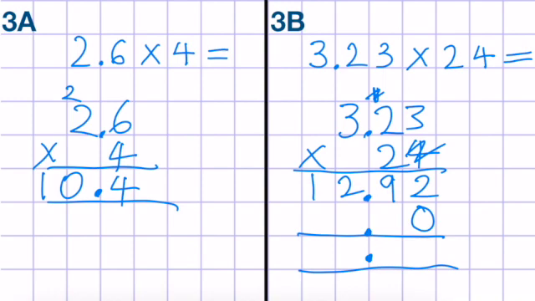So 2 times 3 is 6. 2 times 2 is 4. And 2 times 3 is 6. So now let's add them. 2 add 0 is 2. 9 add 6 is 15. Carry the 1. 4, 5, 6, 7. And then that's 7. So it's 77.52.